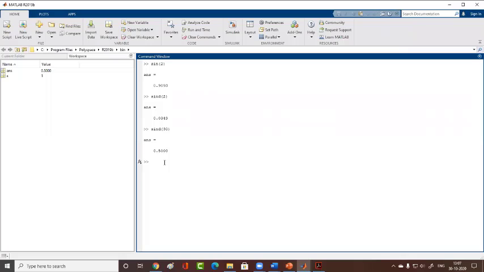Suppose if you want to know the 135 degrees value, I think I know the value. So 0.7071. Or sine 180 degrees or 90 degrees, so that one is 1. But if you write sine of 90, then what happened? Which is in radians, 90 in radians.